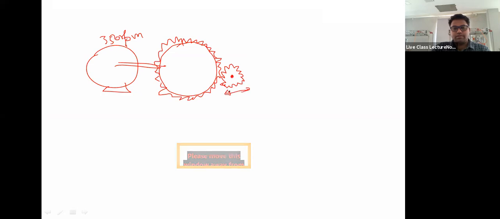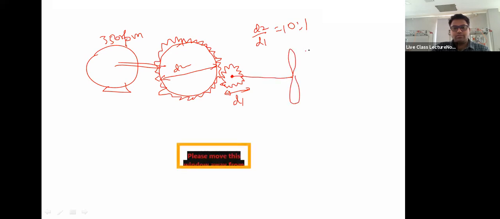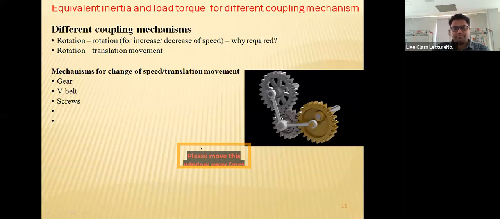So the diameter, if it is D1 and this diameter is D2, so D2 by D1 must be 10 is to 1, right? And then we will have a fan attached to this. So this will rotate at 3500 RPM. Is it not so? If it rotates one time, this gear will rotate 10 times. So we'll have a magnification of speed. So is a gear not required then for interfacing such things?